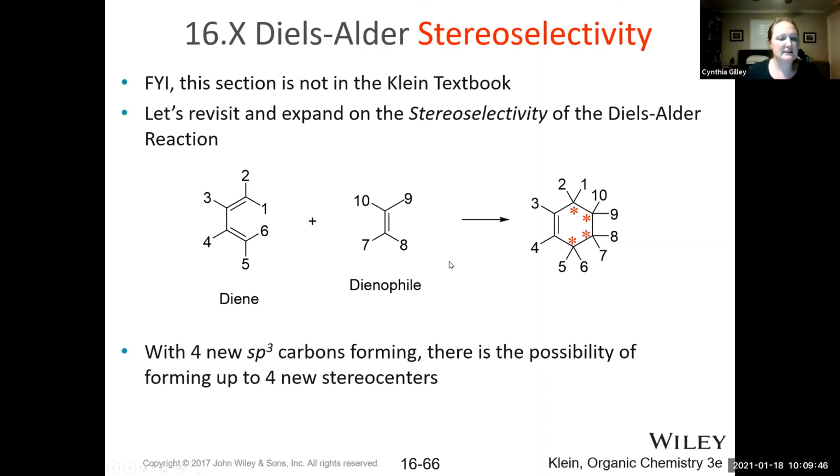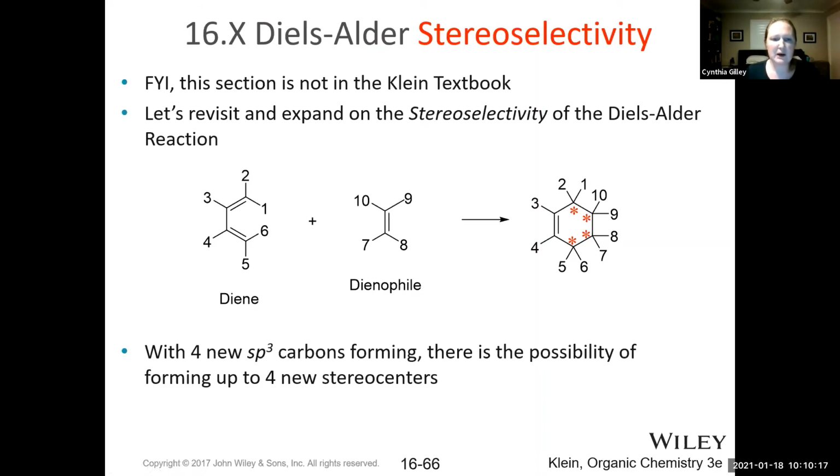Here I've drawn in a diene and a dienophile and just randomly labeled all the different substituents that are possible on the diene and dienophile. So the diene can have attached to its 4 sp2 hybridized carbons up to 6 groups attached. And then the dienophile can have up to 4 groups attached to the 2 alkene carbons, leading to potentially up to 10 groups attached to the cyclohexane product.